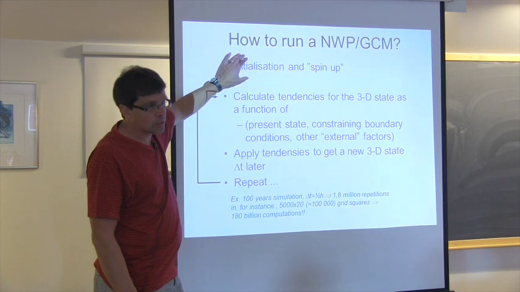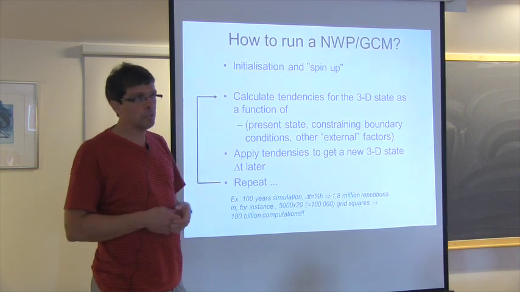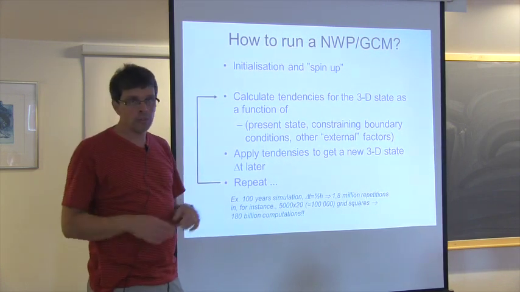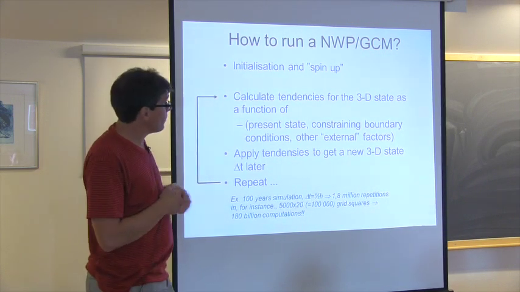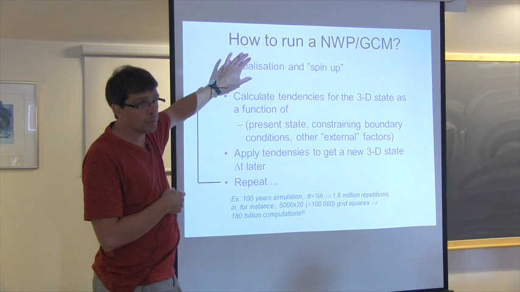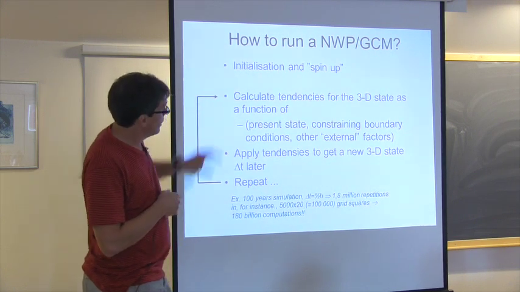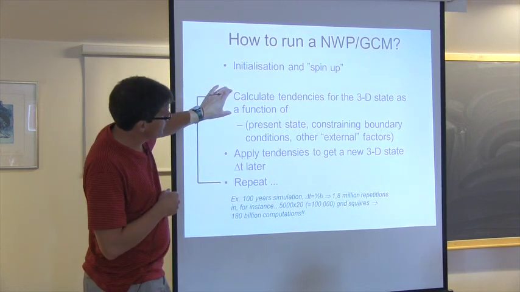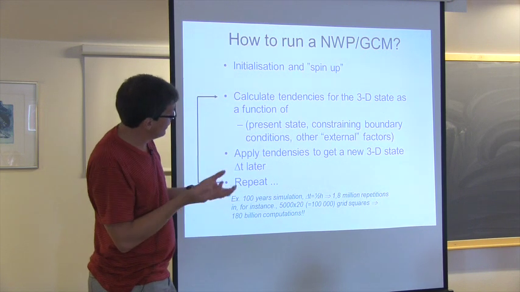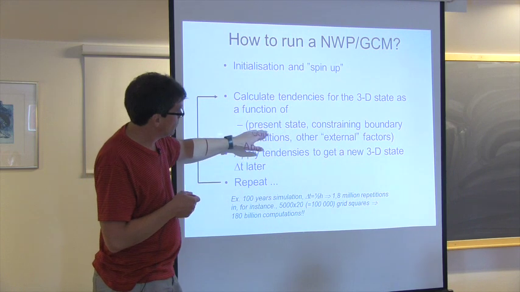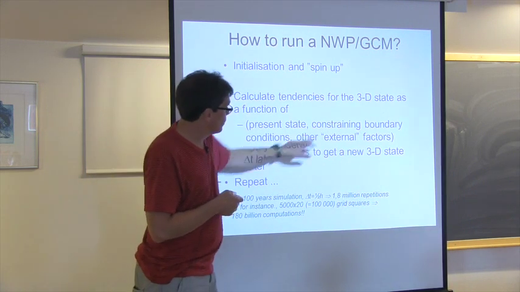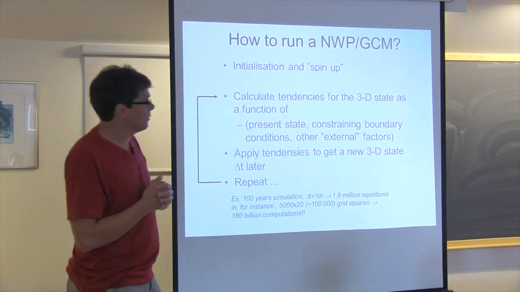We have to have starting conditions for all of these different grid boxes in the atmosphere and the ocean. We need to have numbers to start from, and that's another story, how we get to these numbers. But we need a starting number. And then we calculate the tendencies for this three-dimensional state of temperature, etc., as a function of what the boundary conditions and other external factors look like.